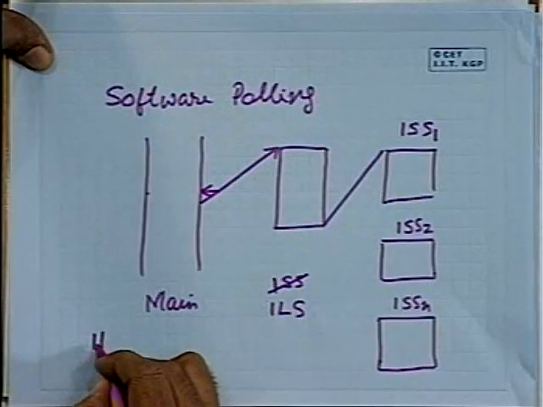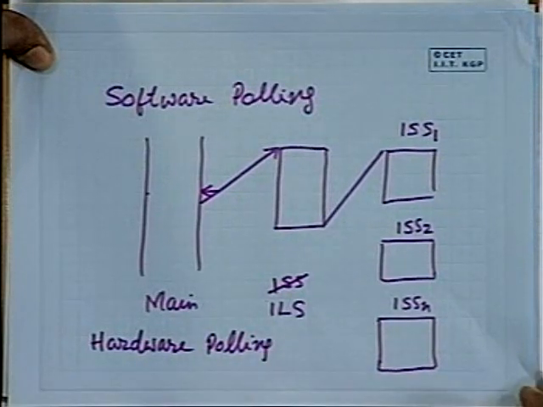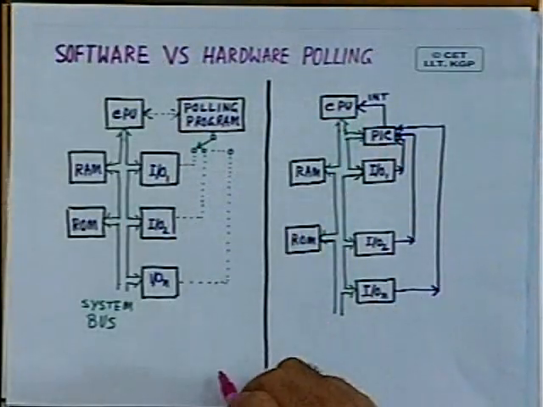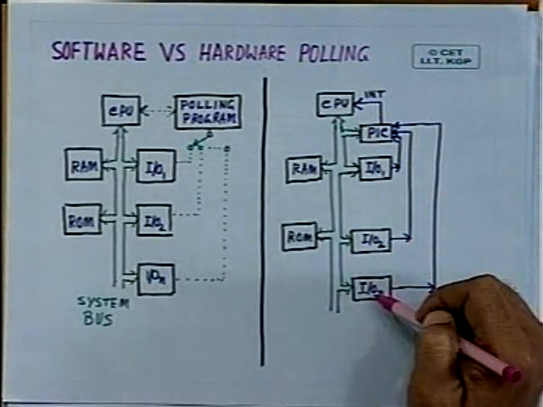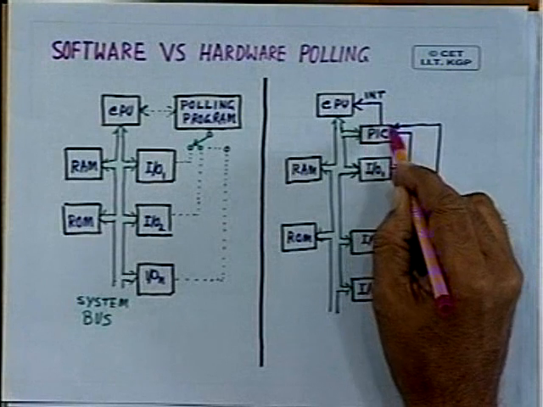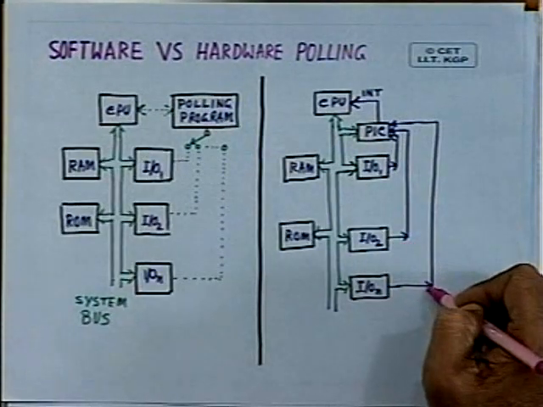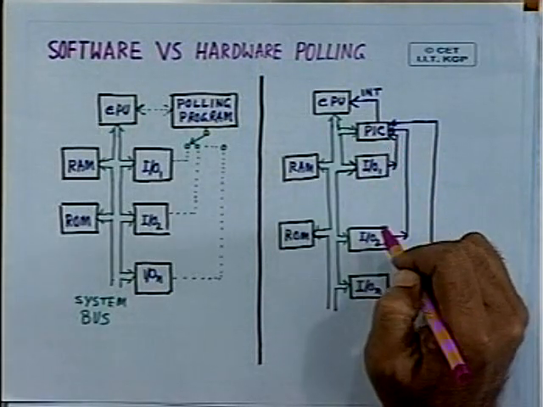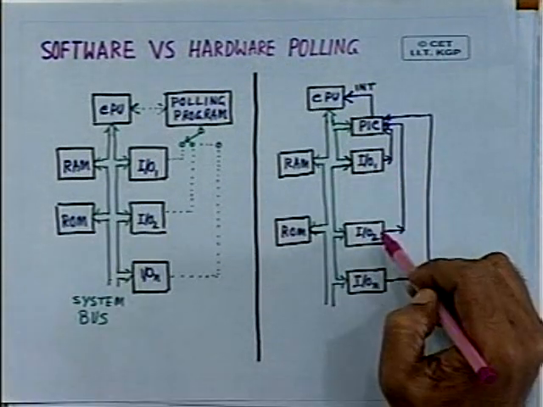So, to overcome this problem, you have to use what is known as hardware polling. Instead of doing it by software, you have to use the hardware polling technique. It can be explained by this simple diagram. Here, as usual, you have the microprocessor, RAM, ROM, and a number of input-output devices. But in addition, you have a special purpose device known as the Programmable Interrupt Controller, PIC. All these I/O devices will send interrupts not to the microprocessor, but to the Programmable Interrupt Controller.